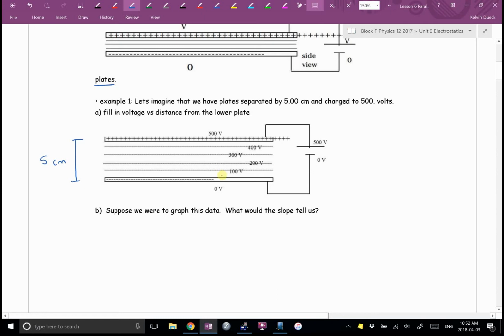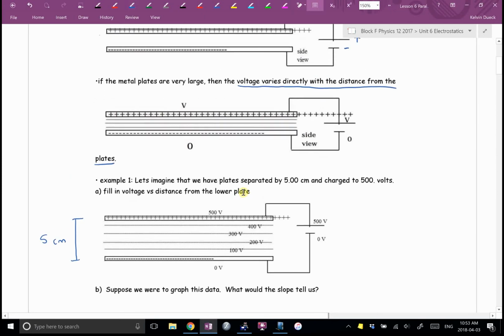In other words, if I go from the bottom and I travel 1 centimeter, and if I had a voltmeter, it would measure a difference of 100 volts between the top and the bottom of that little line right there. If I travel 3 centimeters, it will measure a difference of 300 volts. If I travel 4 centimeters, it will measure 400 volts. The voltage change between parallel plates is linear, or, as I said, it varies directly. That's the first nice thing.